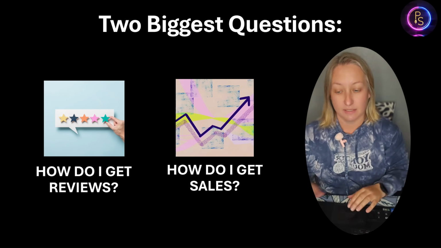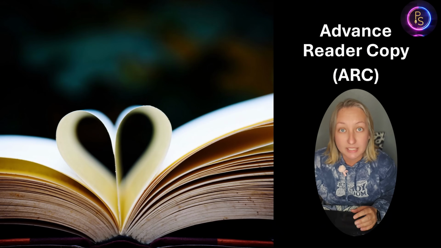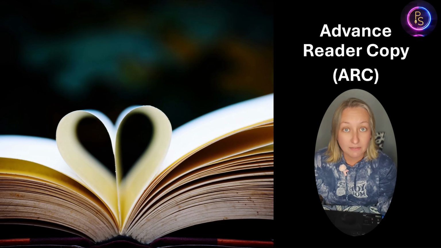So how do you do this? One way is through advanced reader copies, or ARC. If you have an email list that you've already been building or a social media presence, all you have to do is send out an email or make a post saying, who would like a free copy of my book in exchange for an honest review? And right there, you're going to get people writing you, because who doesn't want a free book? Everybody likes the word free. And there you go. You automatically have a built-in review base because you already have an audience.